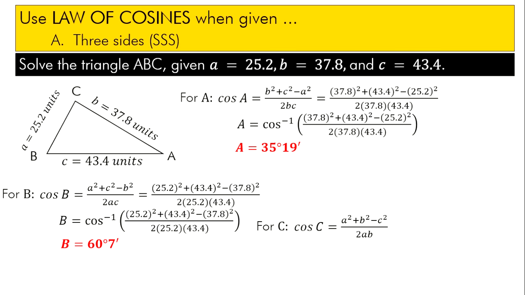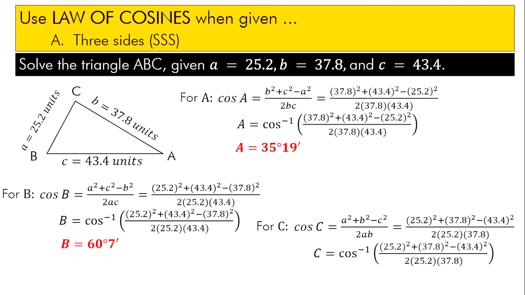Then let's substitute the sides. We'll have 25.2 squared plus 37.8 squared minus 43.4 squared all over 2 times 25.2 times 37.8. Again, use the inverse to identify angle C, and the result is 84 degrees 34 minutes. If you add these three, the total is 180 degrees. So that is for the three sides.